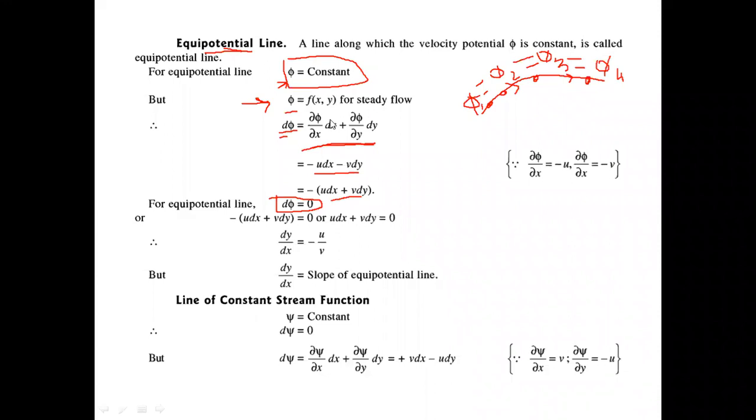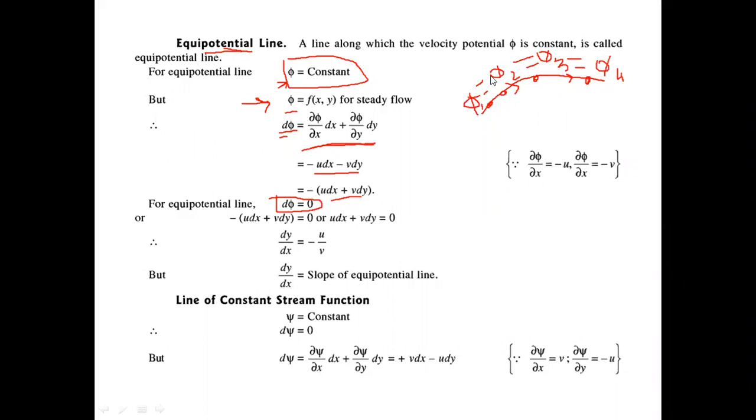So we have taken the derivative of phi with respect to x and also with respect to y, and then we have got this expression, because d phi by dx, I have told you, is u, and d phi by dy is equal to minus v. So if you simplify this, the derivative d phi will become this expression: u dx plus v dy.